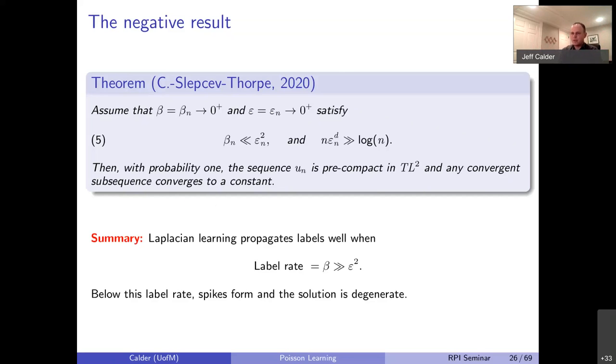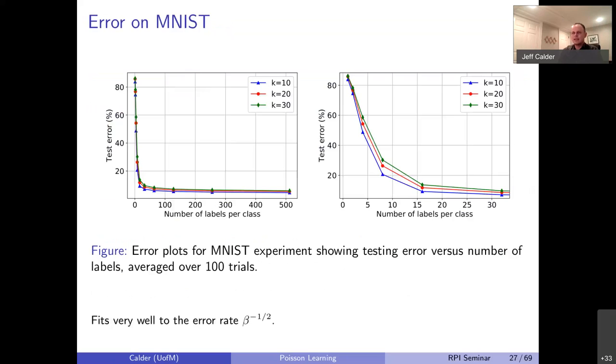So now that we understand this, let's look at a quick experiment on MNIST. If you look at the test error for graph-based learning with Laplacian learning as a function of the label rate, you see this similar kind of decay, and if you fit a polynomial to it, it fits very closely to this beta to the minus 1/2, basically. And even if you look at the number of neighbors you use in the graph, a smaller number of neighbors, so smaller epsilon length scale, gives you better accuracy, so lower test error.